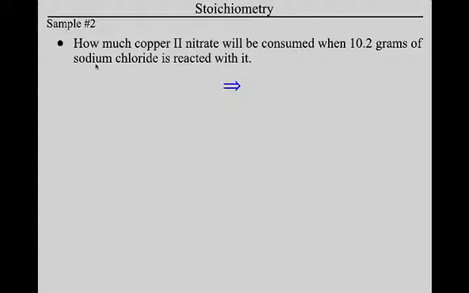Well, guys, now what we've got to do is read through this thing and figure out what's reacting together. So it says how much copper 2 nitrate will be consumed. And guys, if it's consumed, that means it's a reactant. So now we've got to figure out what copper 2 nitrate is. So guys, copper 2 nitrate is CuNO3. Copper's plus 2, nitrate is minus 1. Off we go.